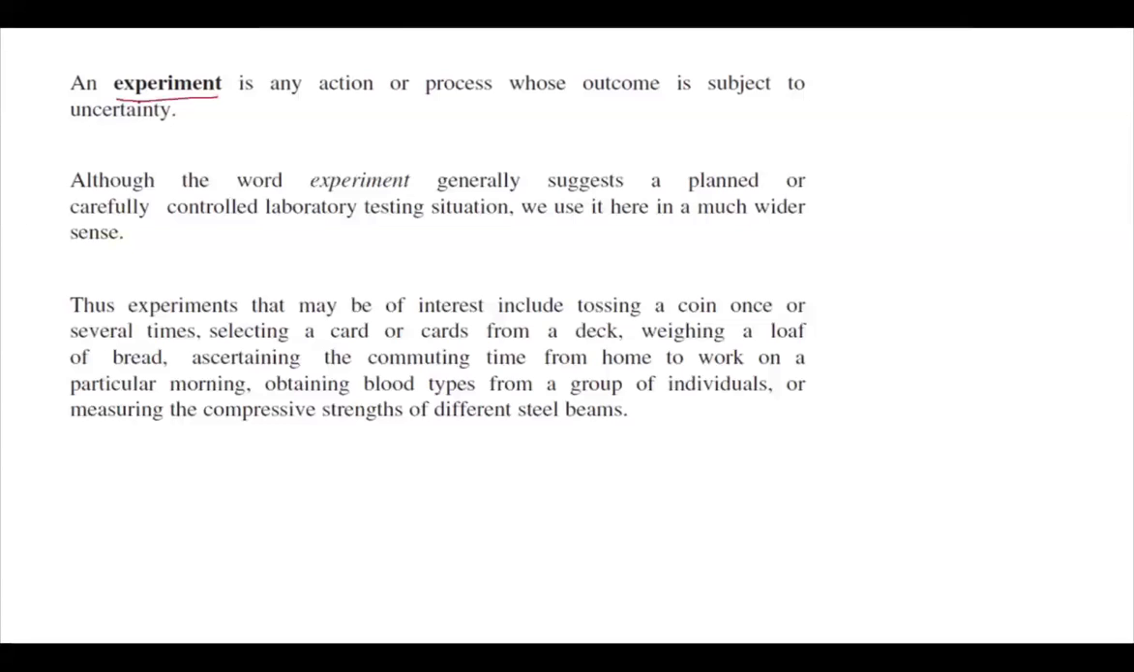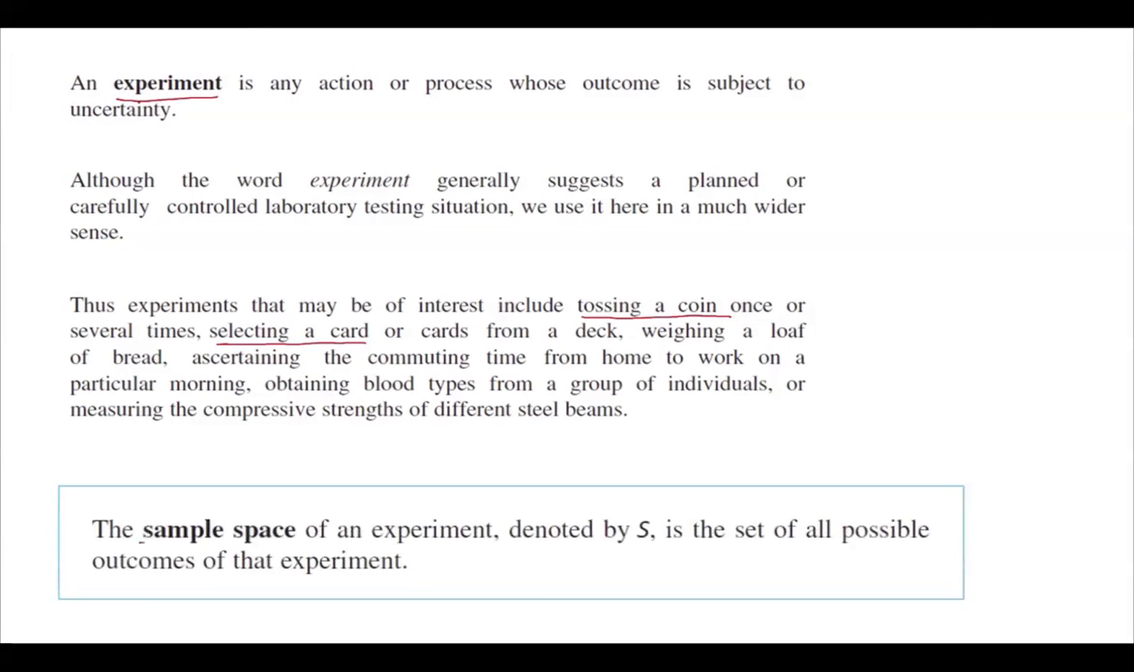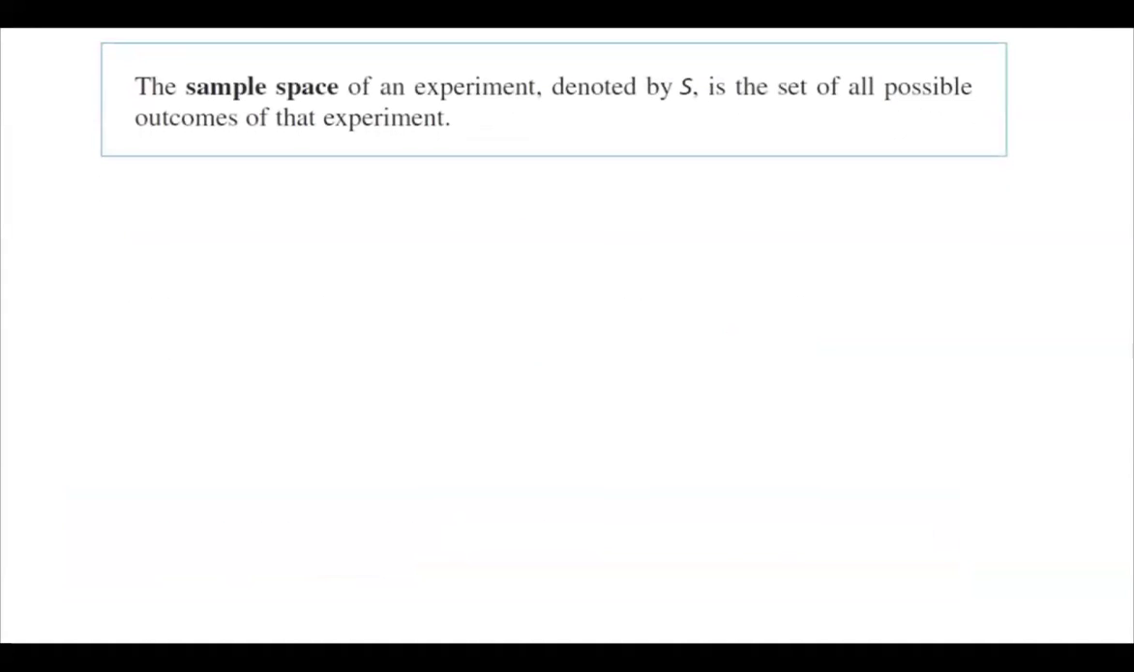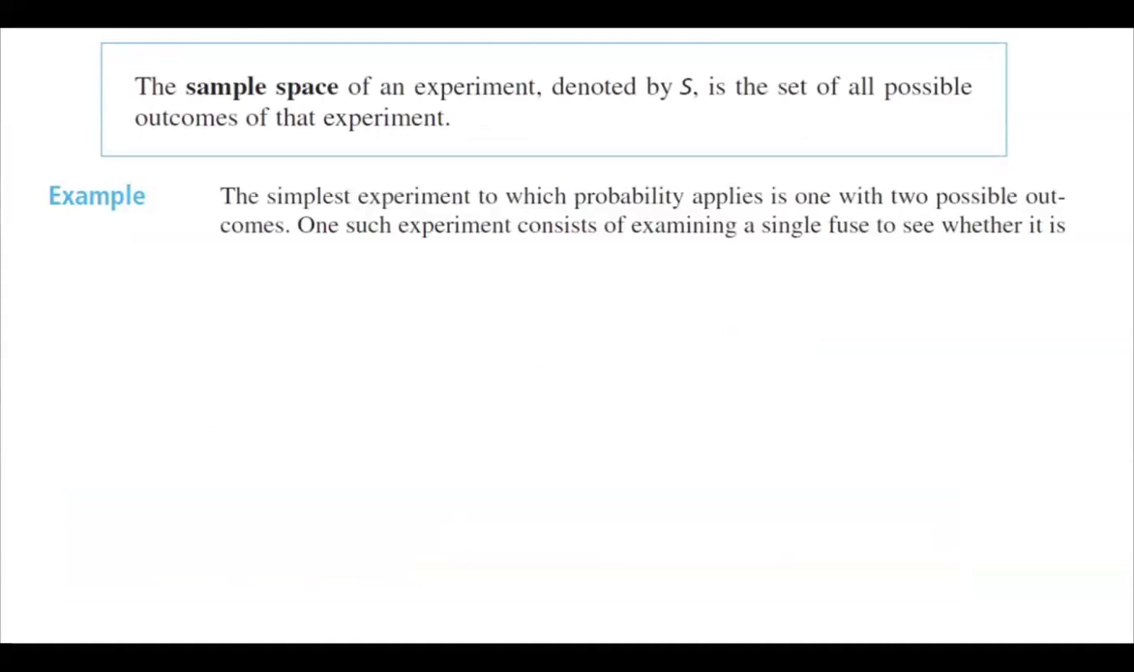Experiments may include the outcome of tossing a coin once or twice or several times. It can be selecting a card or cards from a deck, or weighing a loaf of bread. What is the commute time from home to work, and so on. So in general, a sample space of an experiment, which is denoted by S, is basically the set of all possible outcomes for that experiment. Now that we learned about a sample space and the definition, let us go over a couple of examples.